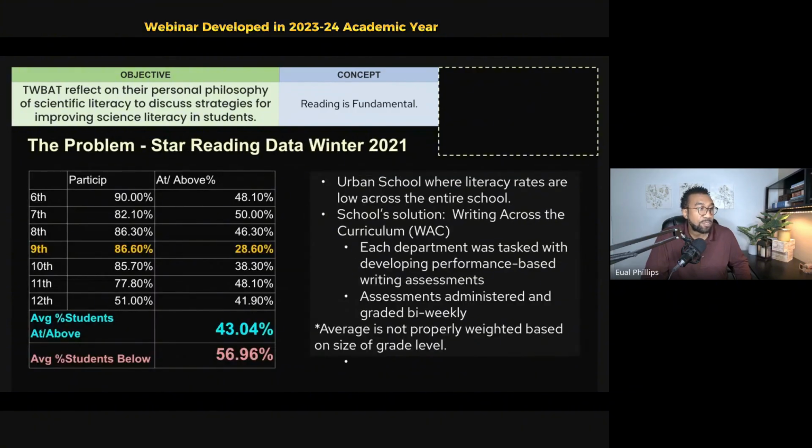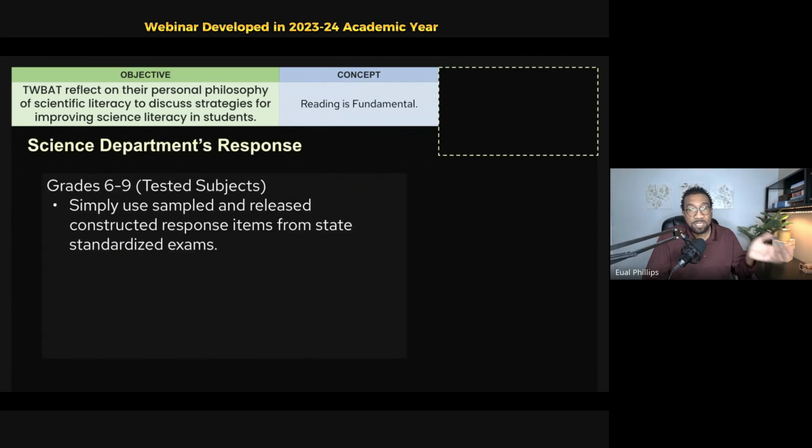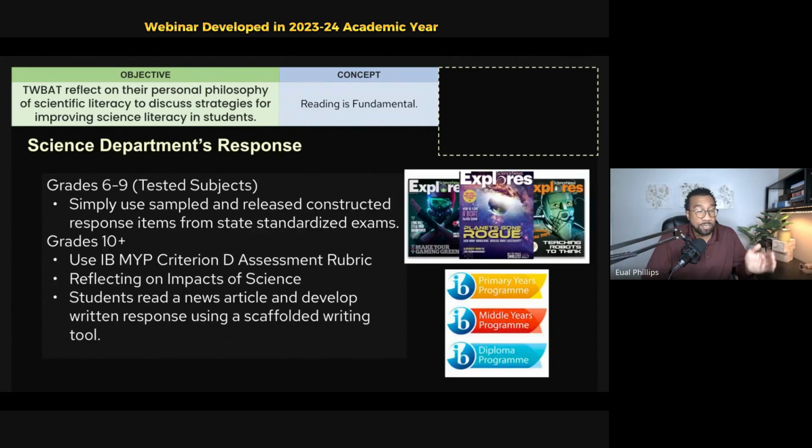So again, back to our story, we're looking at students from my school from back in 2021 when their literacy rates were below grade level. Since we are a 6 through 12 school, we had to come up with two ways to address the writing across the curriculum challenge. For grades 6 through 9, which are our tested subjects, we simply used sampled and released constructed response items from state standardized exams. So what did we do from grades 10 on up? From grades 10 on up, we use the International Baccalaureate Middle Years Program Criterion D assessment rubric.